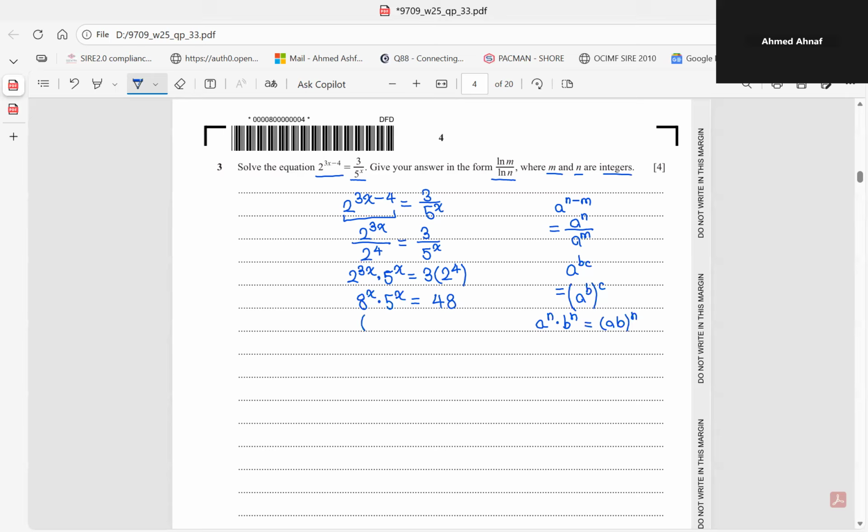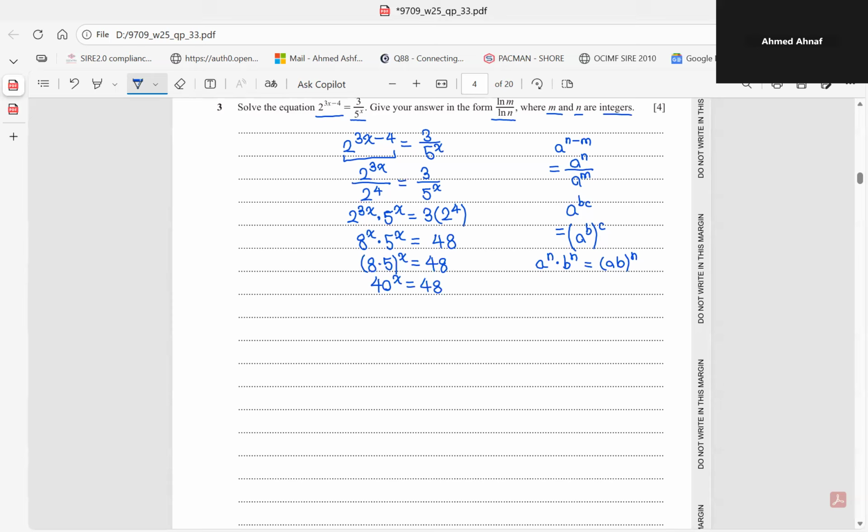Okay, so this would just be 8 times 5 to the power of x equals 48. Then you will get 40 to the power of x equals 48. Okay, now this is where we take ln on both sides. So we take ln 40 to the power of x equals ln 48.